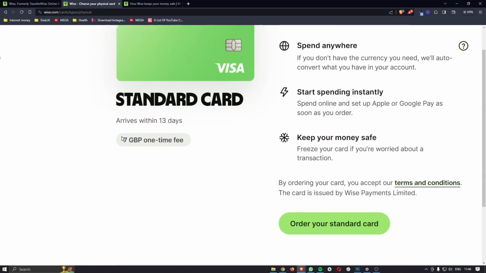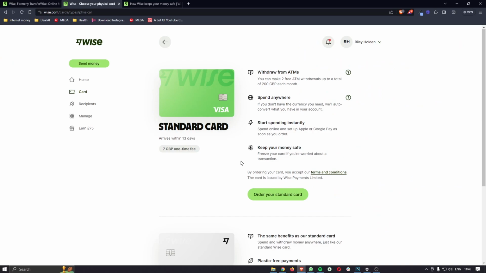And in this case, because I'm in the UK, it's a one-time fee of £7. Apart from that though, there is not really much I can say about this card. It's just a normal Visa card. And I effectively use it like I would with any other card that I get from a bank.